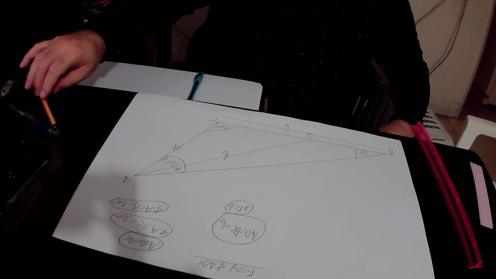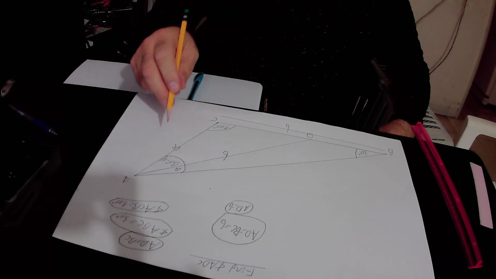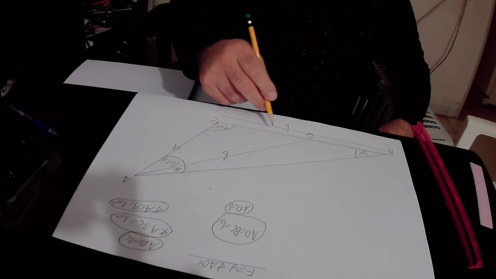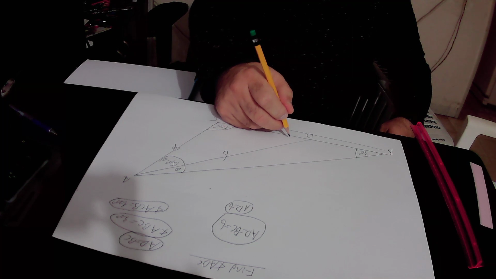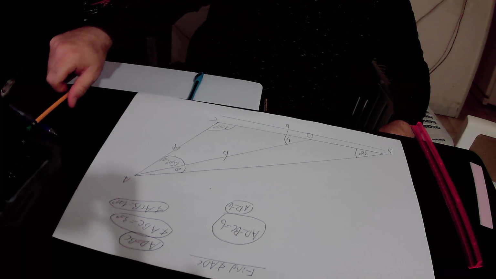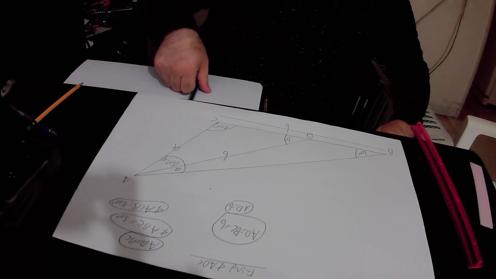We will define angle ADC, that is actually the angle that we are looking for, as angle Y. And we know that the sum of the angles in triangle ADC must be equal to 180 degrees.